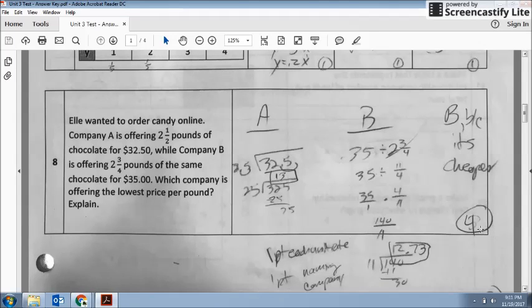So that was actually 4 problems there. 2 points for company A's unit price, 2 points for company B's, 2 points for identifying which company was the better buy, and then 2 points for the explanation. So that was a total of 8 points right there.